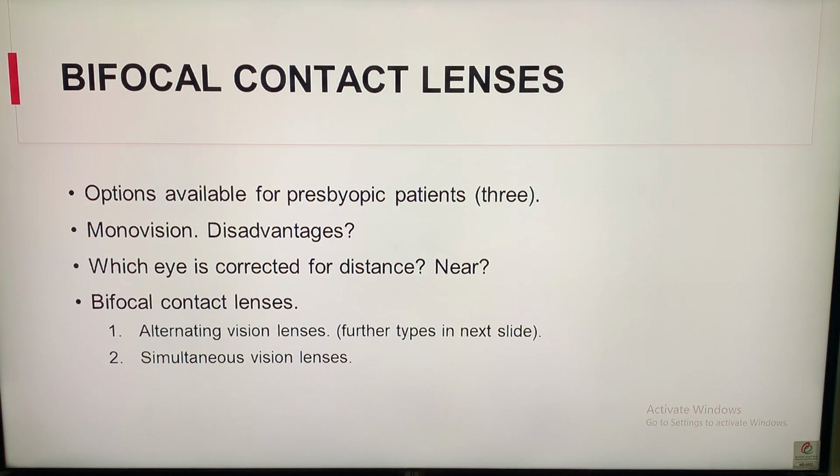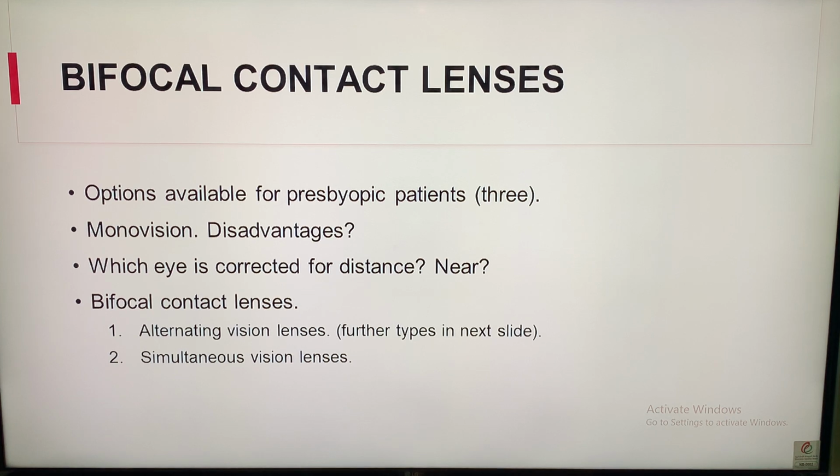So we have three main options available for presbyopic correction. Number one is that we use reading glasses for near vision and contact lenses for far vision, and this is the most convenient and inexpensive method. Number two is the option of monovision, and number three is the option of bifocal or multifocal contact lenses.